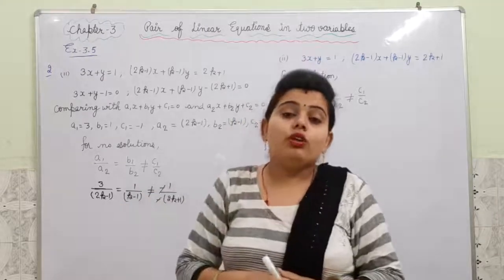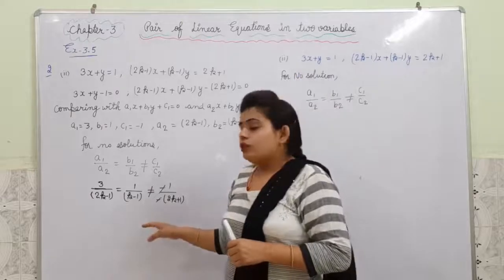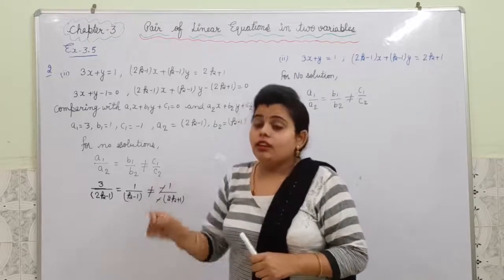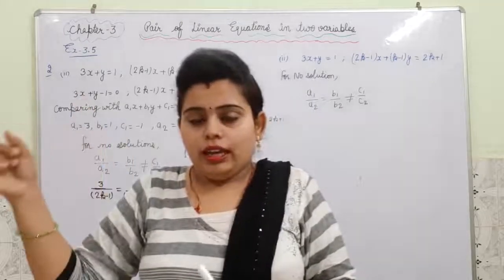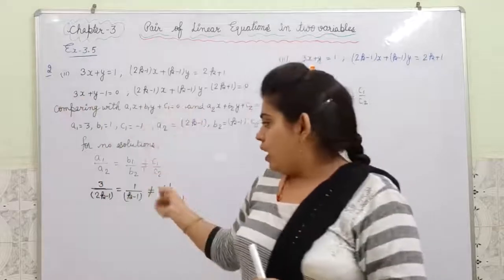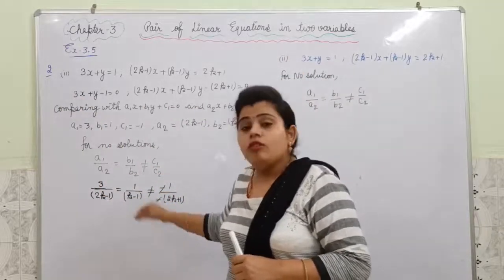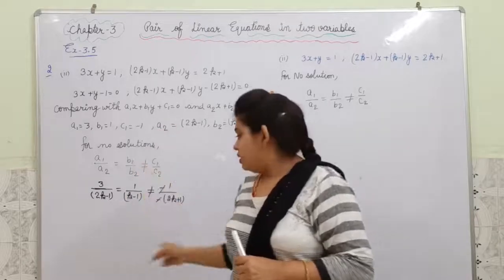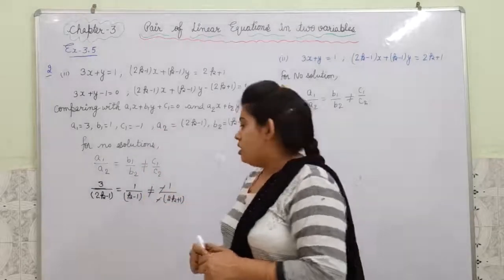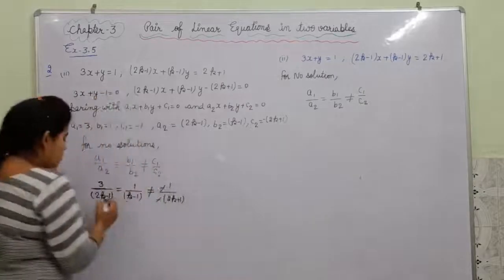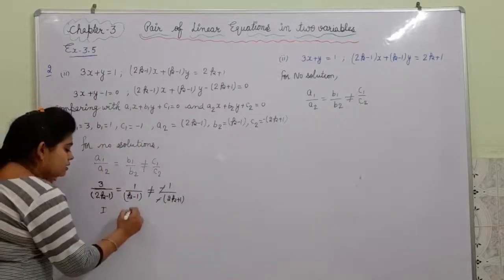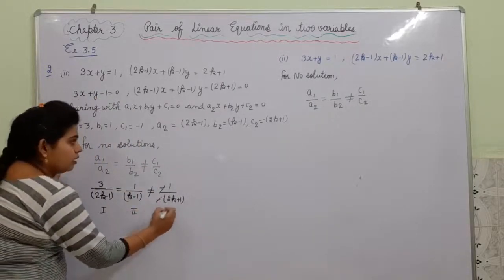After finding the value of k, what we will do is verification, whether for the value of k that we have found from the solution, the pair of linear equations will have no solution or not. This third part is for verification. Now how can we do this? First part, second part and third part.